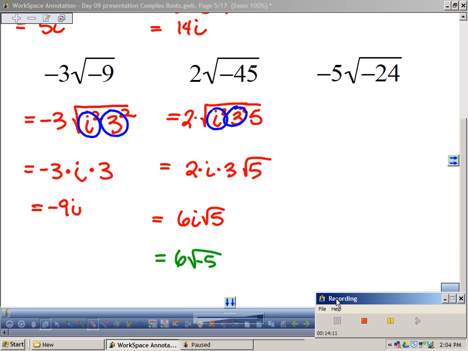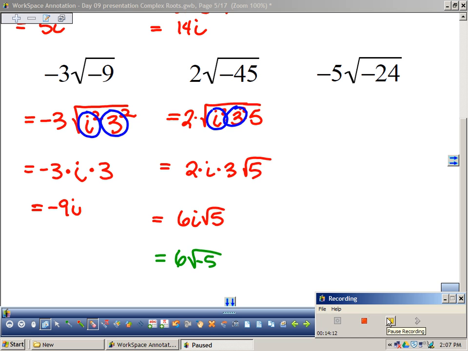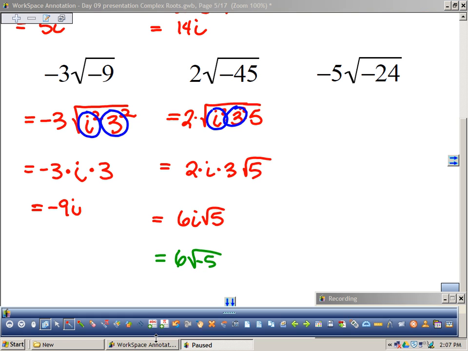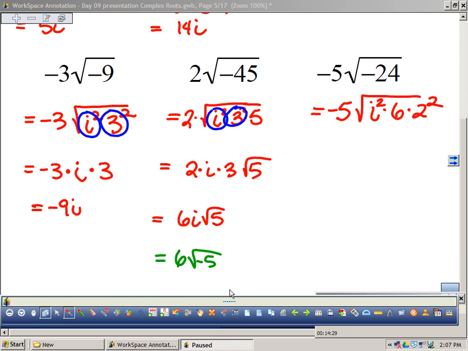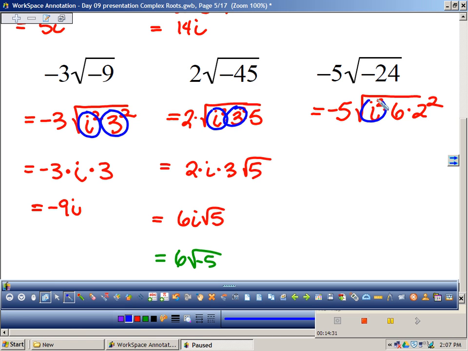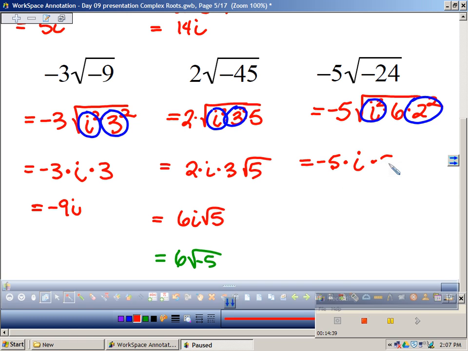You guys are doing this last one, right? All right, so I'm going to do this one quickly because you guys are doing awesome. So I have a negative 5 times the square root of I squared times 6 times 4. 4 is 2 squared. Take out that I and the 2. I comes out, 2 comes out. We're left with negative 5 times I times 2 times root 6, which equals negative 10I root 6.